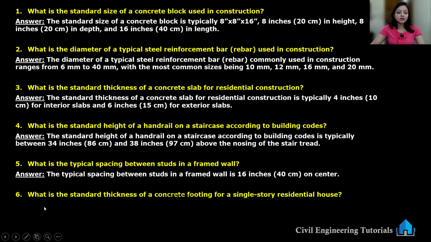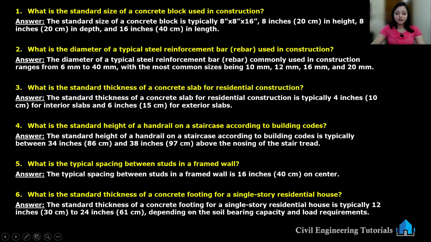Next question, what is the standard thickness of a concrete footing for a single story residential house? This is also a very important question. So the answer is the standard thickness of a concrete footing for a single story residential house is typically 12 inches, means 30 centimeter, or 24 inches, that means 61 centimeters, depending on the soil bearing capacity and load requirements.